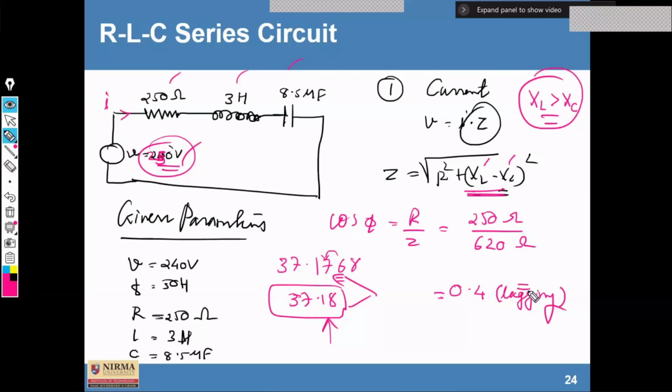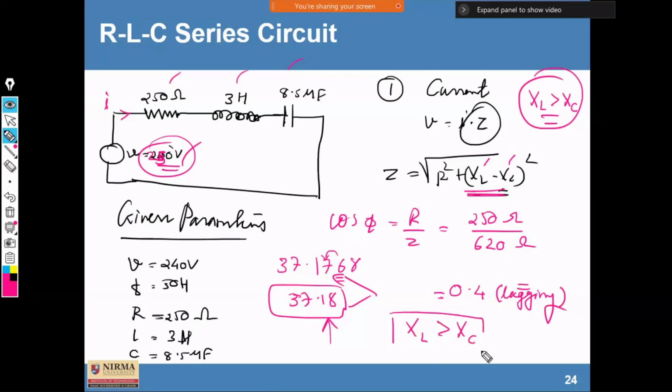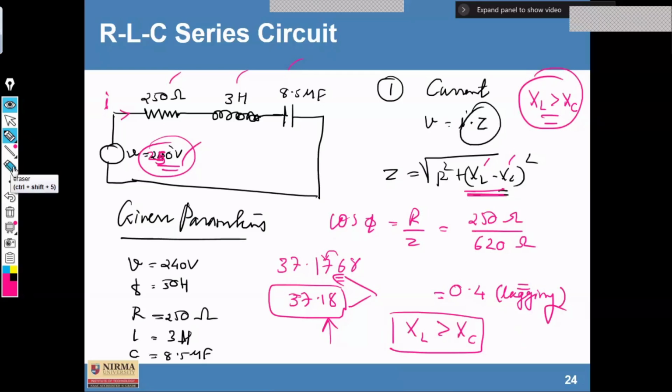Why have we written it late? Because we found the condition after calculating XL and XC, and the condition is XL greater than XC. And the final step is to find out the active power, that is, the power consumed by the whole circuit.